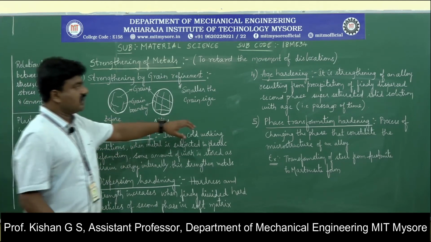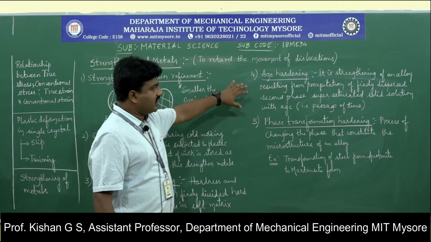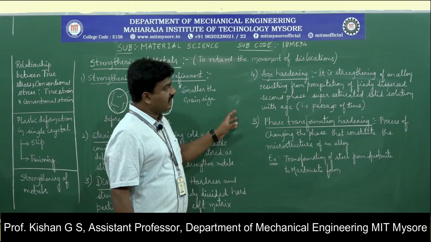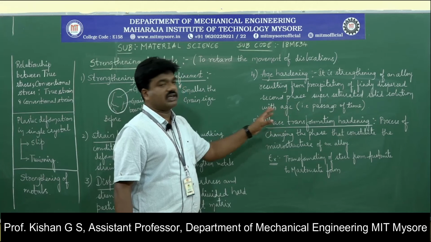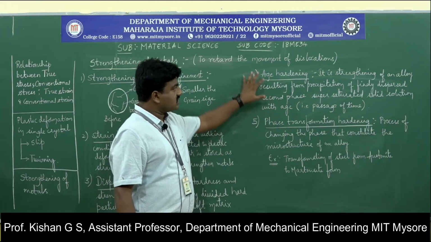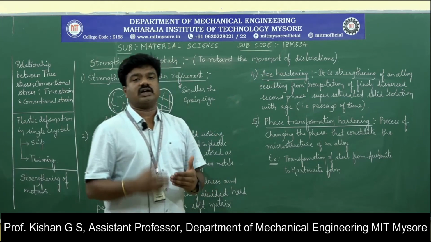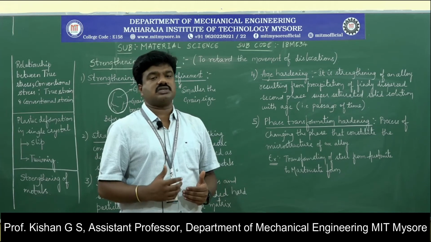The fourth one being age hardening. It is also called precipitation hardening. It is a strengthening of an alloy resulting from precipitation of a finely dispersed second phase from a supersaturated solid solution with age. Here, as the name itself says, age, this is a method considered over a very long period of time in order to increase the hardness and strength of the material.